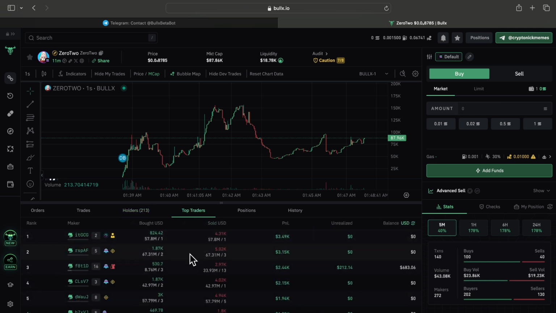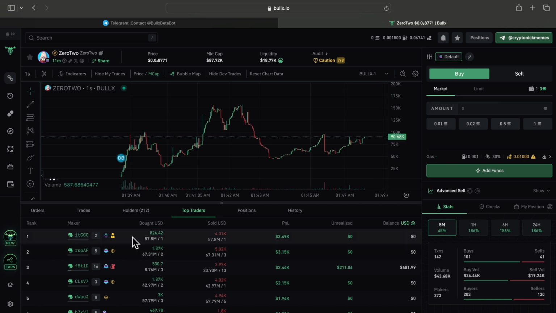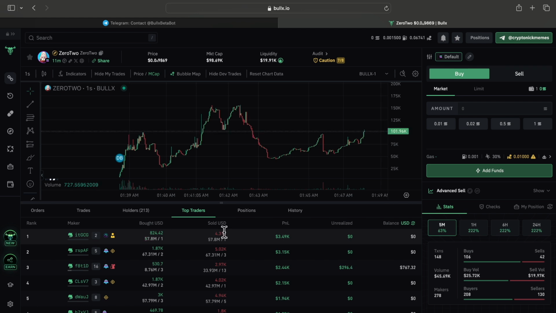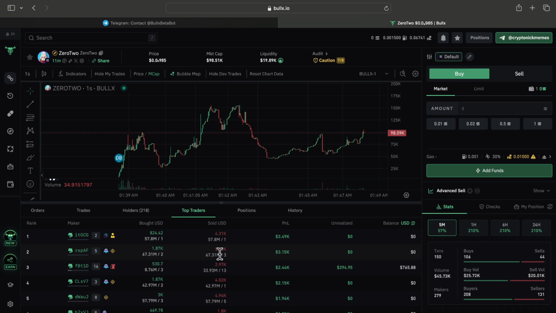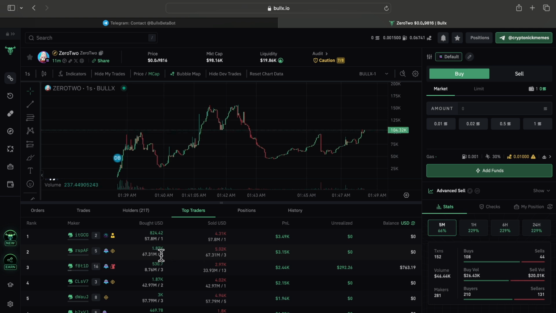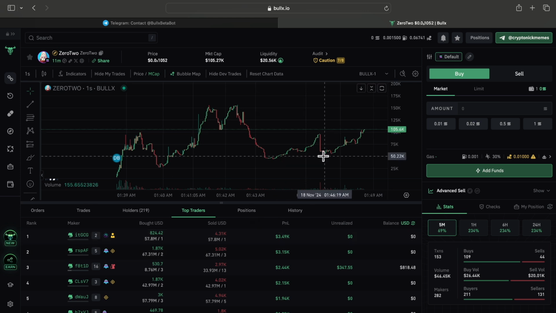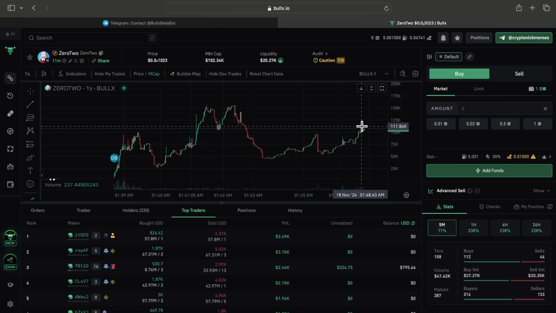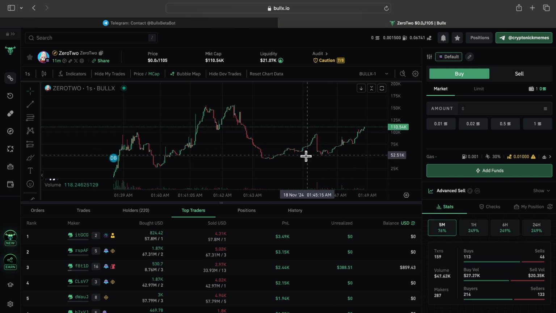Now you can also see how much money the traders have made. For example, one guy made 4.3k from 800. Someone made 5k from 1.87k. So people are making great money with those meme coins. Since I opened the coin, after it had dumped, it's already up 2x right now, as you can see here.